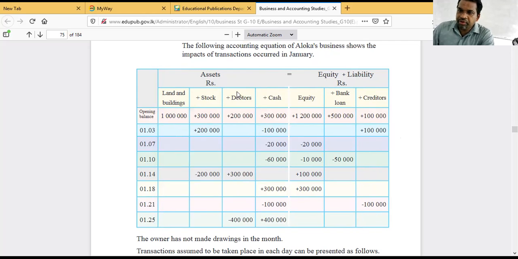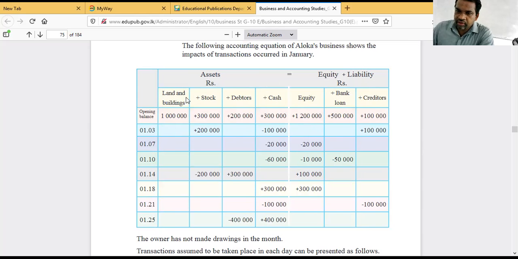Then you have to first understand the basic account equation, assets equal equity plus liabilities. Under that, they have analyzed examples. Coming under assets: land and buildings, stock, debtors, cash. Equity is capital. Bank loan and creditors come under liabilities. Then they have given you opening balances. Land and buildings 1 million, stock 300,000, debtors 200,000, cash 300,000, equity or capital 1.2 million, that is 12 lakhs, bank loan 500,000, creditors 100,000. Likewise, you are given all the opening balances related to assets and liabilities.